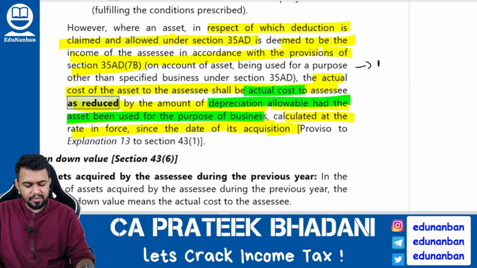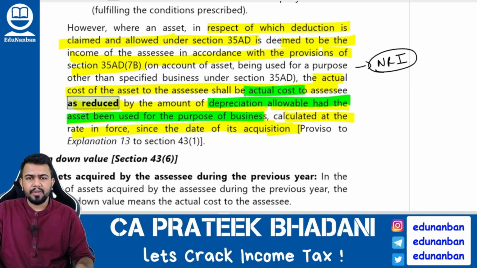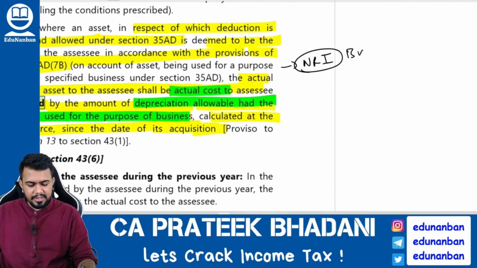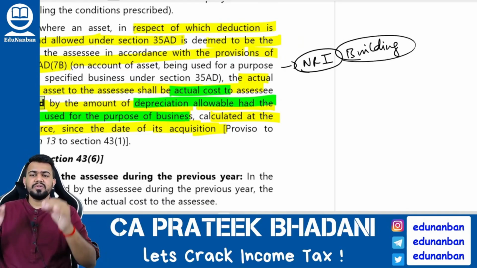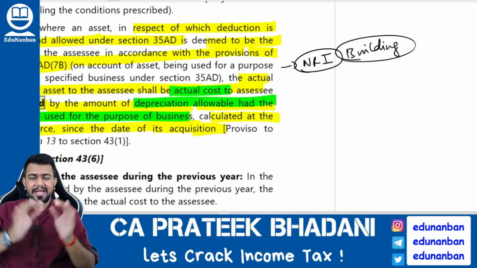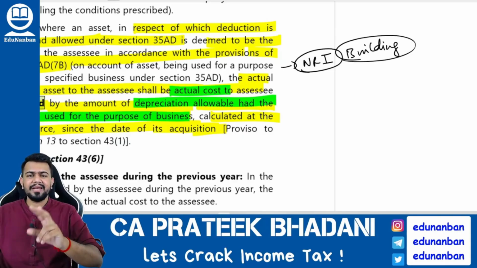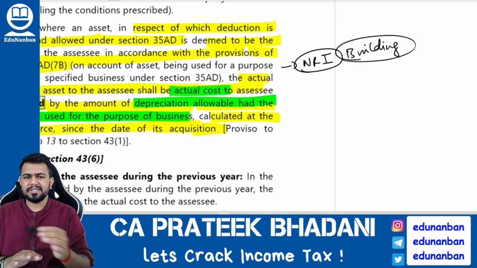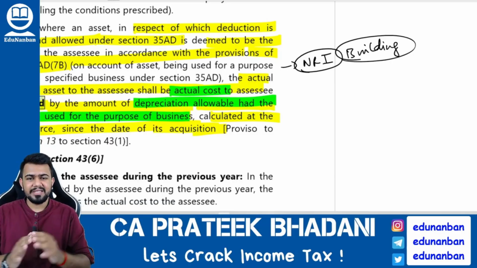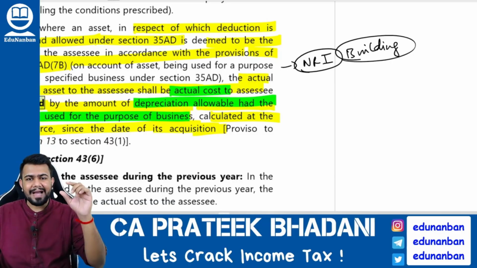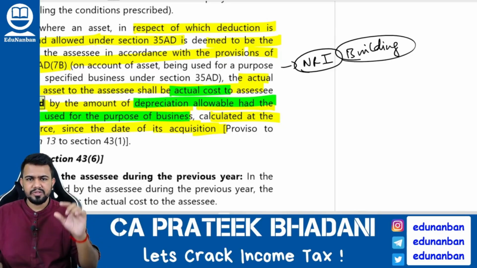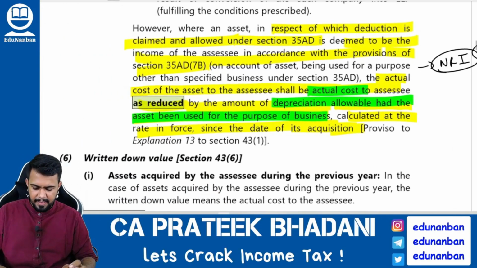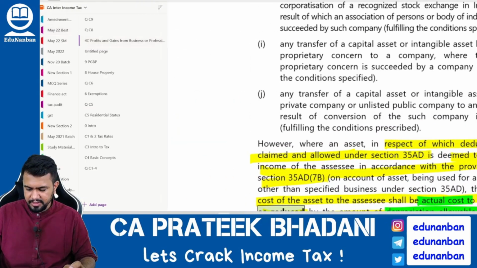So this is also similar to that NRI calculation, okay, and building calculation. So what I should do, if there is an asset which I used for 35AD specified business, and within 8 years if I am converting that asset to a normal business or non-specified business, in such case the cost of asset is going to be the actual cost minus depreciation that would have been allowed in the past years. So the net amount will become my cost. I hope you are clear with all these provisions of actual cost. Now let's come back to PGBP chapter.